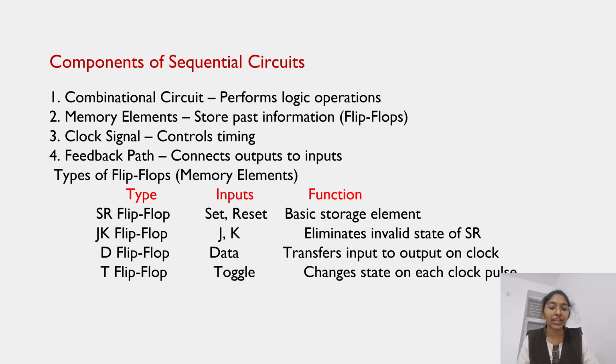D flip-flop. The main aim of the D flip-flop is that it stores the data. It transfers input to output on a clock. T flip-flop. Here the state of the T flip-flop is toggle, and the input of the flip-flop is also toggle. The function is that it changes state on each clock pulse.